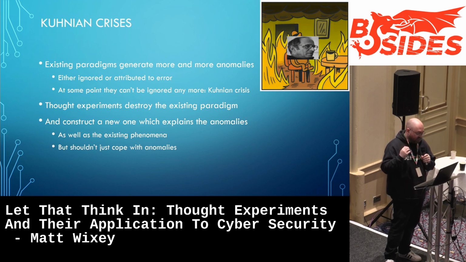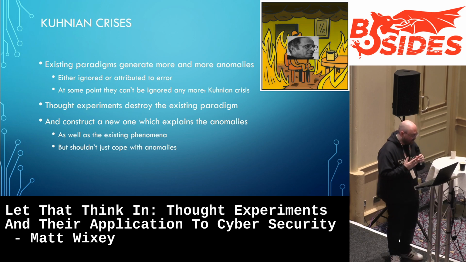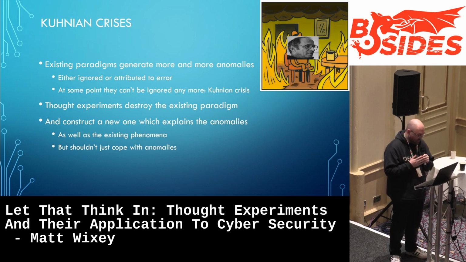And one really interesting application of thought experiments is to address something called a Kuhnian crisis, named after Thomas Kuhn. So Kuhn's theory, or a Kuhnian crisis, is when you have a paradigm or a theory that explains a certain phenomenon. Over time, that theory will result in more and more anomalies, which at first are either ignored or attributed to measurement error or that sort of thing. But at some point, you just can't ignore them anymore. And at that point, you have a Kuhnian crisis.